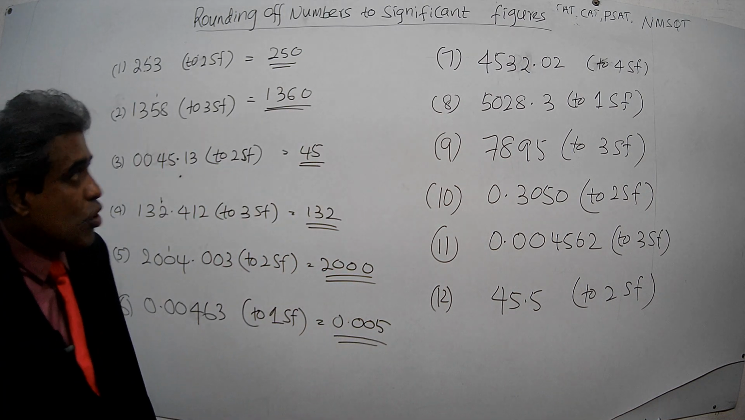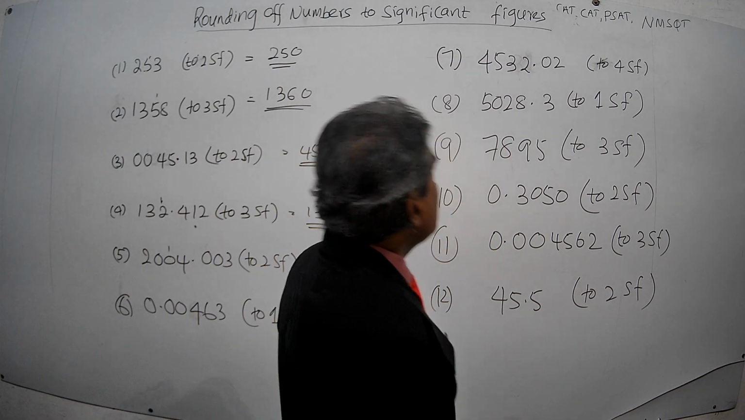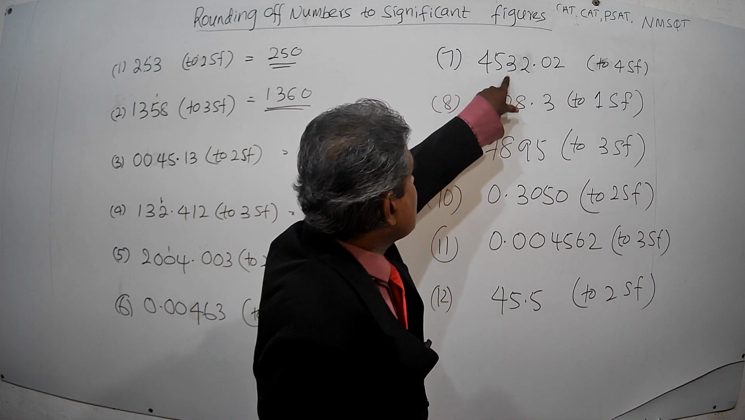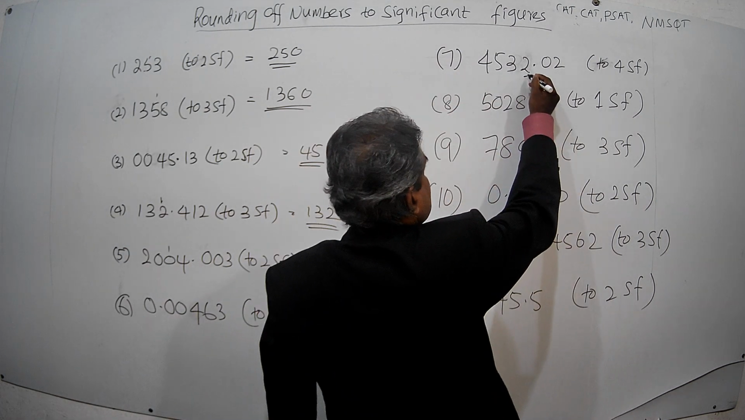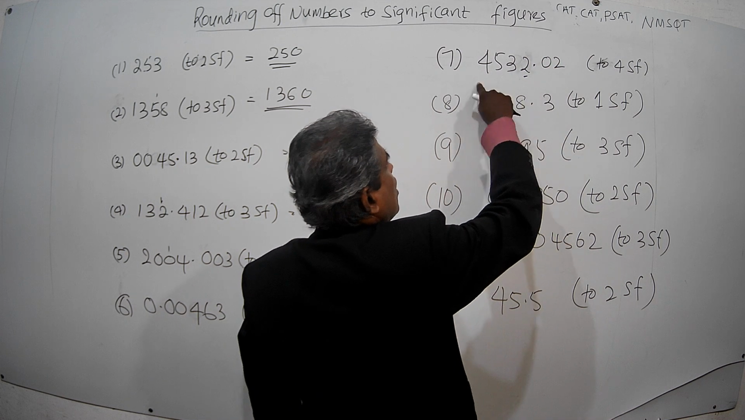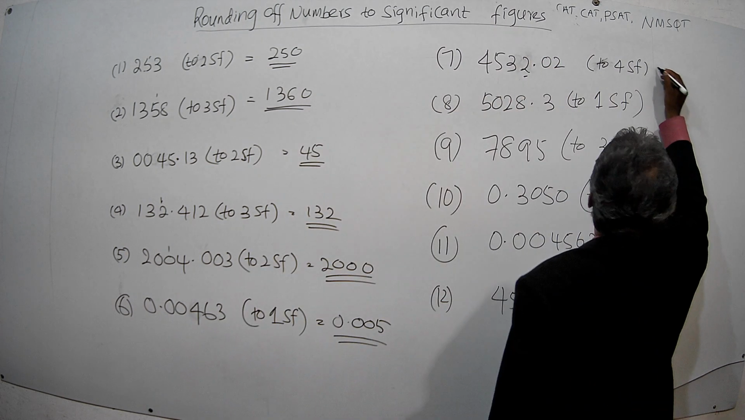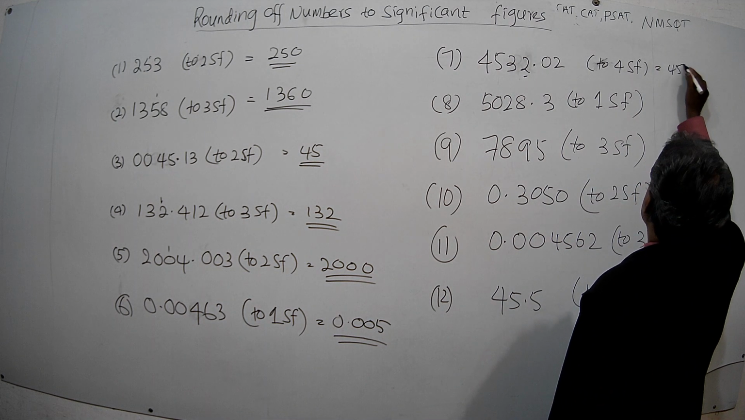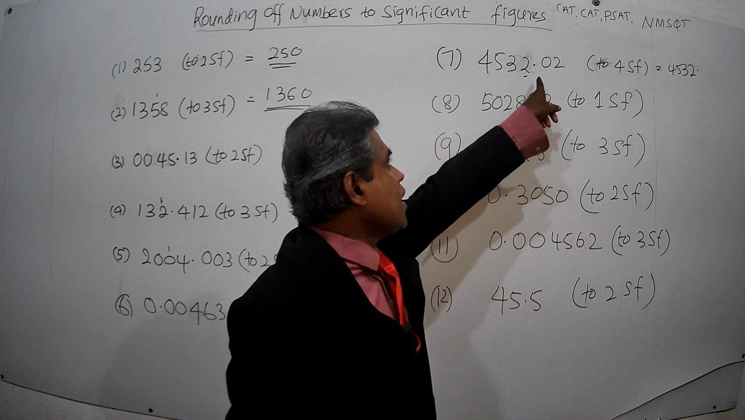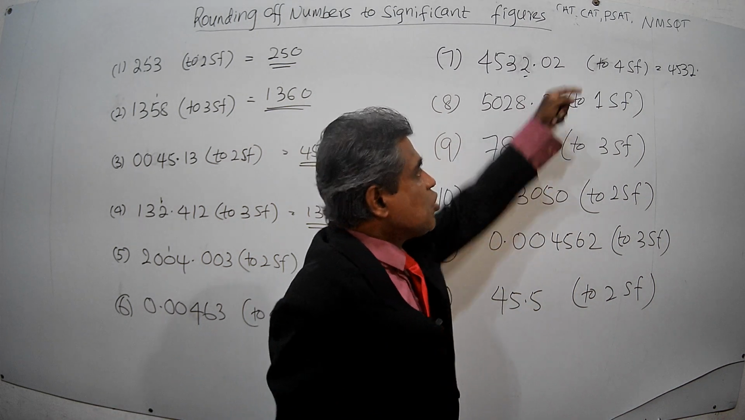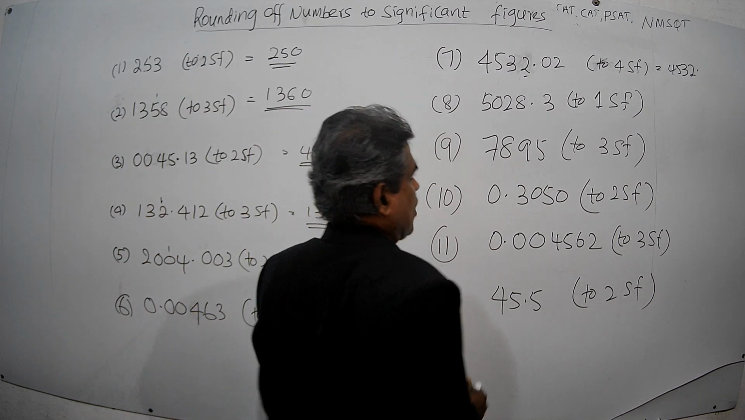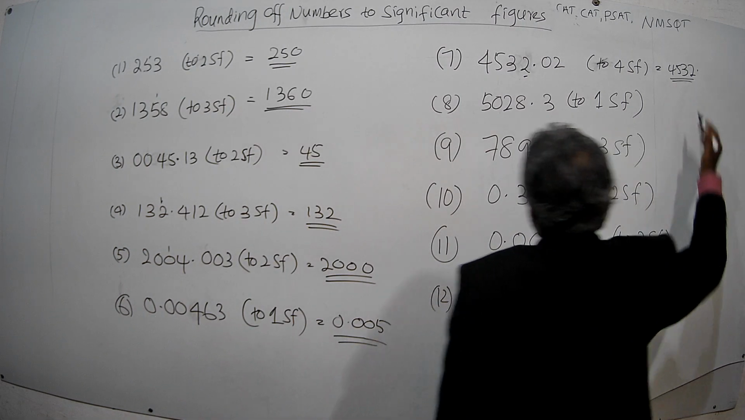Now go to the next example, that is 4532.02, correct to four significant figures. So now go to the fourth significant figure from this side, 1, 2, 3, 4. This is the fourth significant figure. Look at the fifth significant figure. It is less than 5. Therefore, write the answer only up to this part, that is 4532. That's all. Because these decimal places are zeros, but no need of showing zeros because trailing decimal zeros have no value. Right. Then write this one. Next one, eighth part.